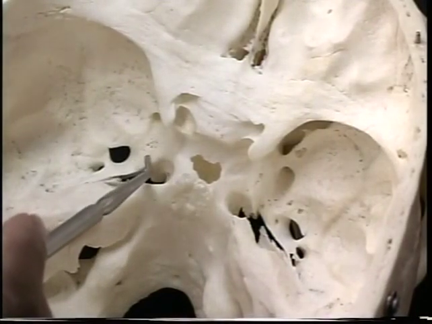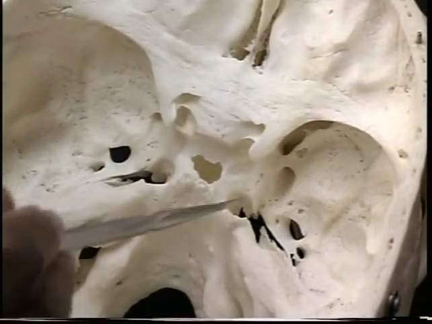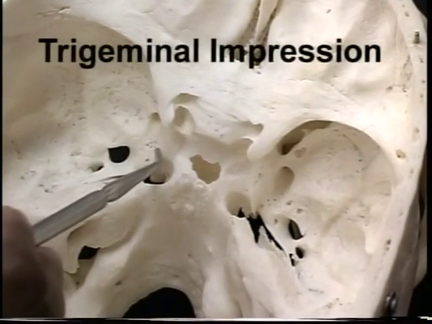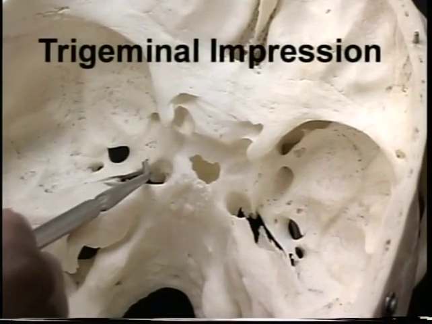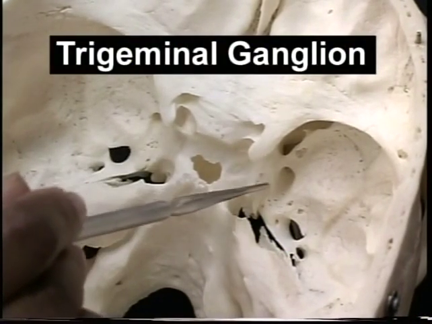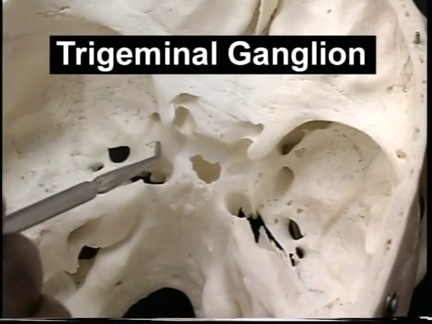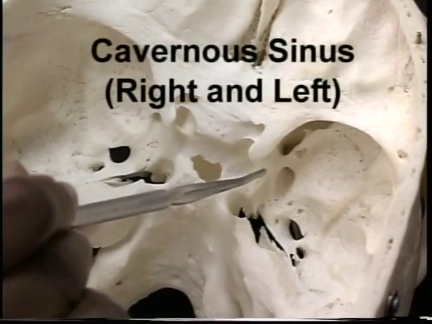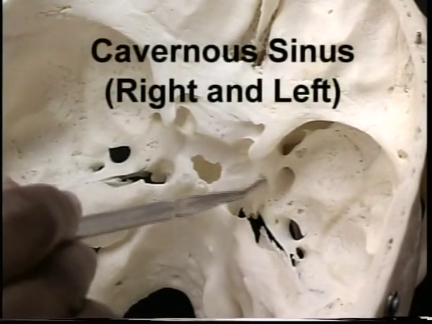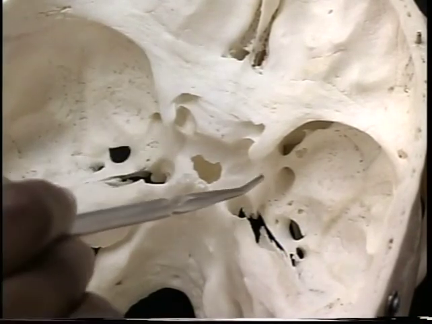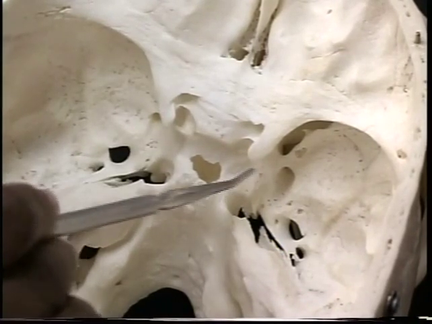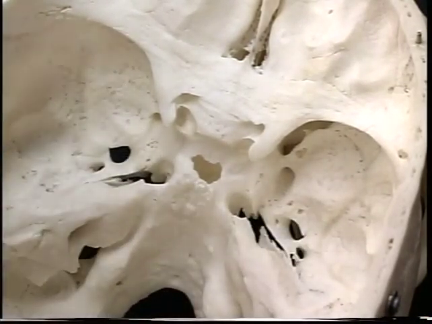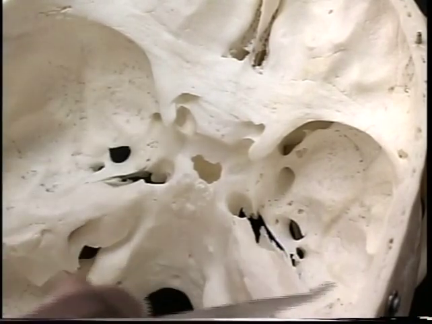The area which I am pointing to right now on each side of the dorsum sellae is known as the trigeminal impression. And this is the position where the trigeminal ganglion lies on each side. This is also the position of the cavernous sinus. So the right and the left cavernous sinus lie in this region of the middle cranial fossa. This area is filled by the temporal lobe of the brain.